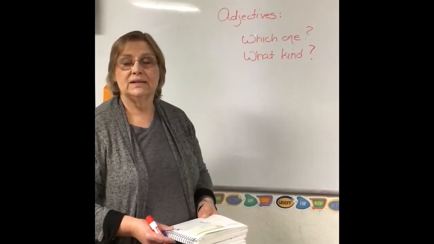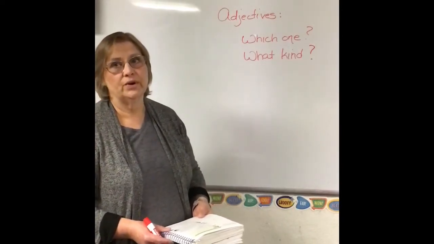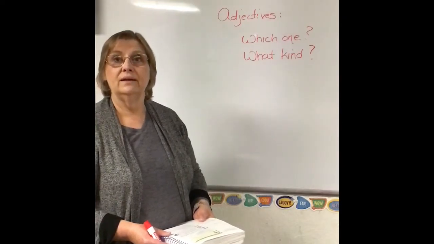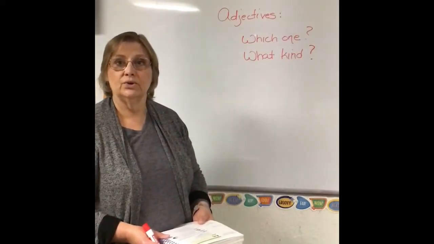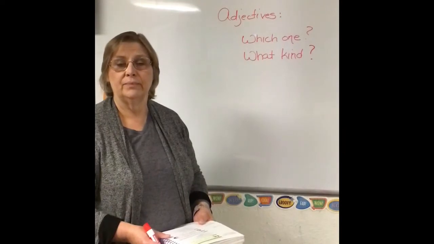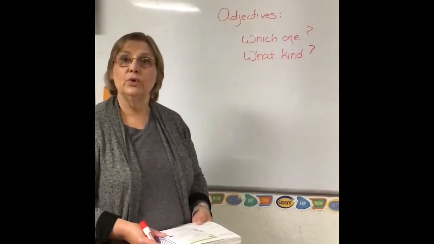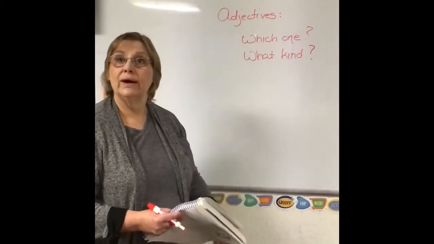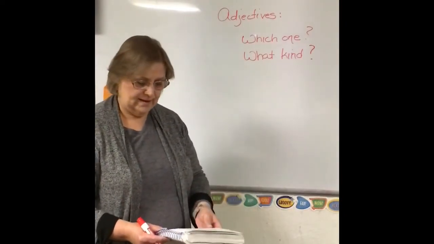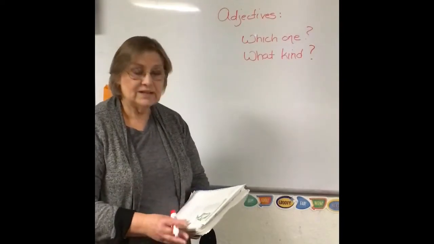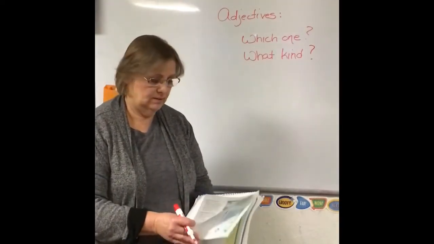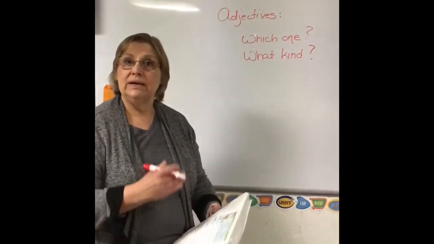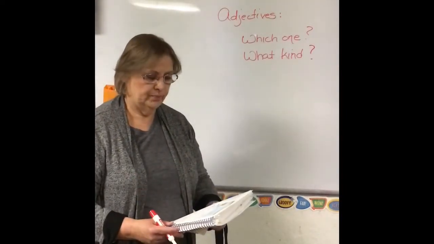To make it easy, always find your verb first. Underline it 2 times. Then look for the subject and underline it 1 time. Then look for the words that tell you which one or what kind for that noun. As we go through these, you're going to add to each of the things that we do.